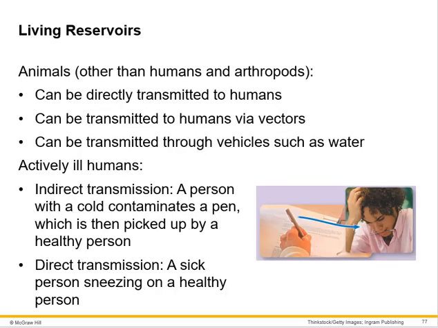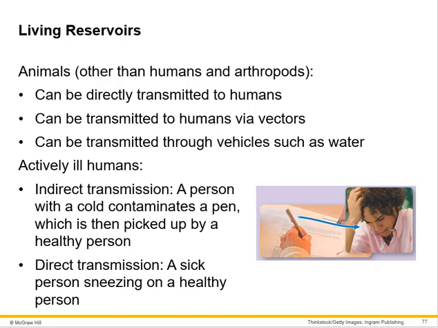So living reservoirs, these are the natural habitats, are animals and actively ill humans. Animals can be transmitted directly to humans from animals, can be transmitted from humans via vectors like an insect or an arthropod, can be transmitted through vehicles such as water. So animals can be a living reservoir. Actively ill humans, so someone who has indirect or direct transmission.